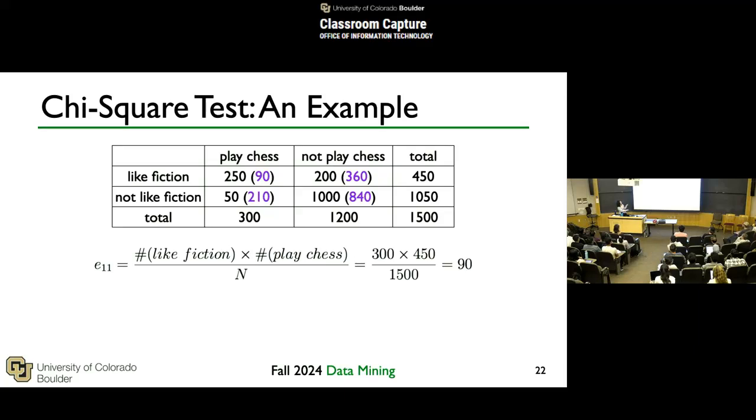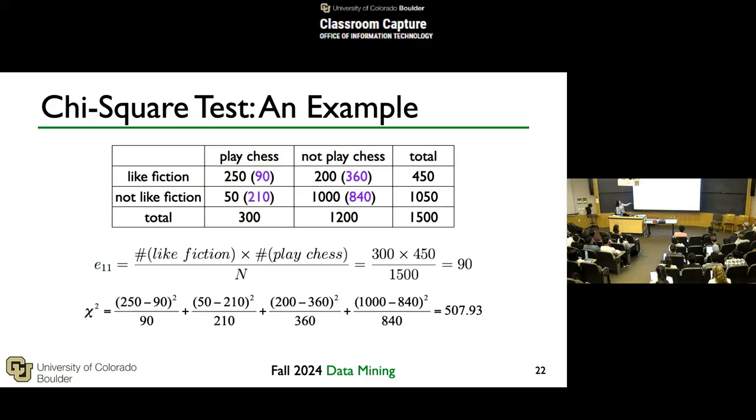This one, right? Sometimes I see people adding this all together and ending up at 3,000. Why? You're double counting. I take the 1,500 people and divide them two different ways. This is dividing based on like fiction or not, and this is dividing based on play chess or not. So the total number is 1,500. Okay? So once I have this, I can do my calculation.